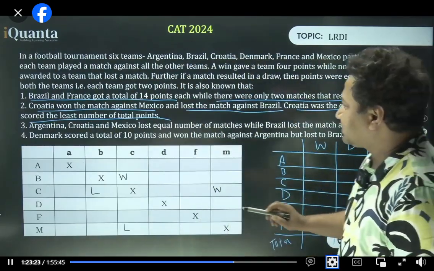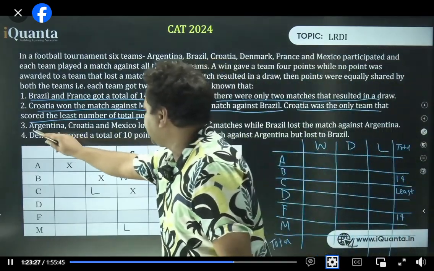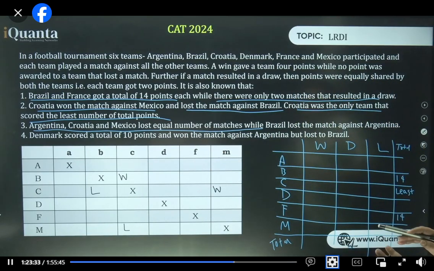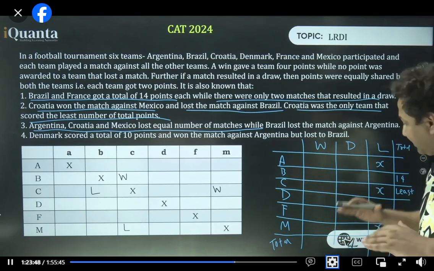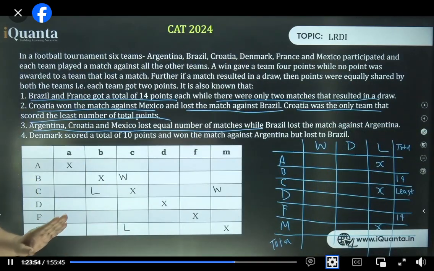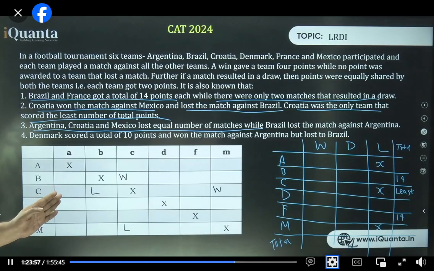Well, think about this. It says Argentina, Croatia, and Mexico lost an equal number of matches. So let me say that they lost X matches each. Argentina lost X matches. Croatia lost X matches. Mexico also lost X matches. Cool. I'm going very slow, and for everything that I'm doing, you have to type in yes. Is that clear?